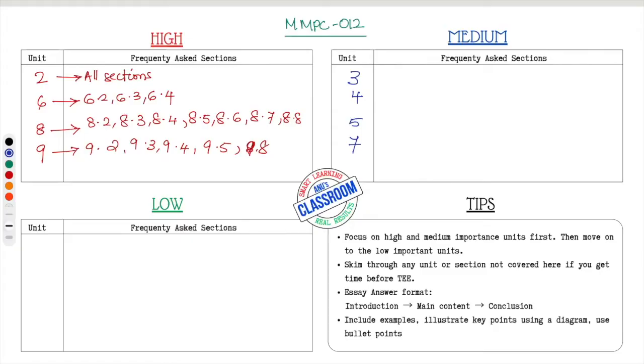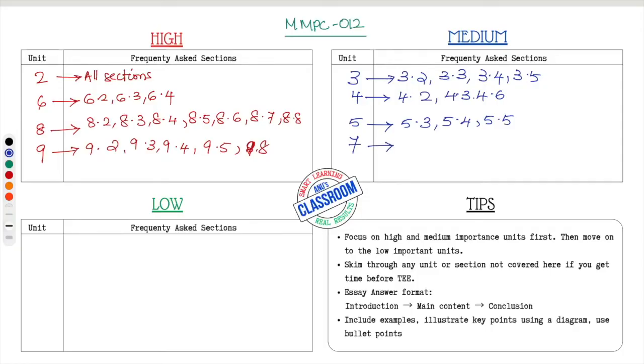Unit 3 is strategy in global context. You can focus on 3.2, 3.3, 3.4 and 3.5. Similarly, from Unit 4, that is external environmental analysis, you can focus on 4.2, 4.3 and 4.6. And from Unit 5, that is competitive analysis, you can focus on 5.3, 5.4 and 5.5. From Unit 7, that is business level strategy, you can focus on 7.2, 7.3, 7.4 and 7.5.